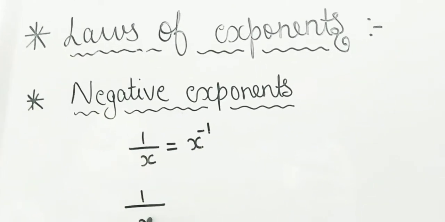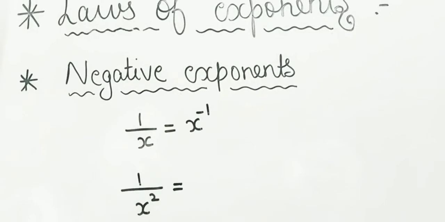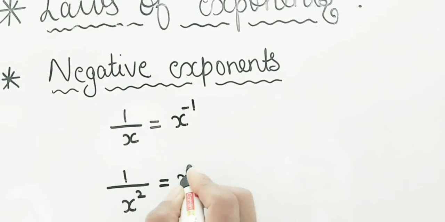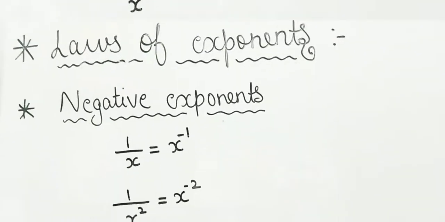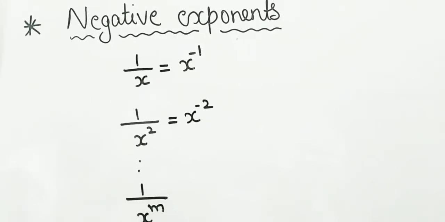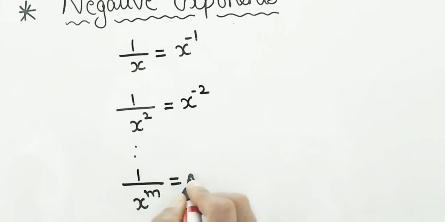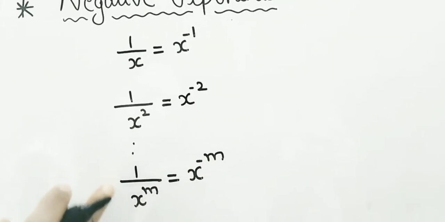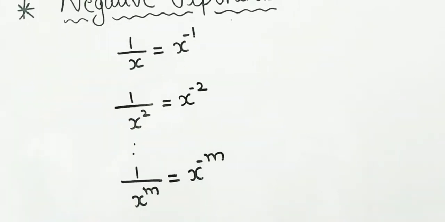If it is 1 by x square, in the exponential form, 1 by x square can be written as x to the power 2 with a negative sign, or x to the power minus 2. In general, 1 by x to the power m, the denominator moves to the numerator with a negative sign in the power. So 1 by x to the power m can be written as x to the power minus m.